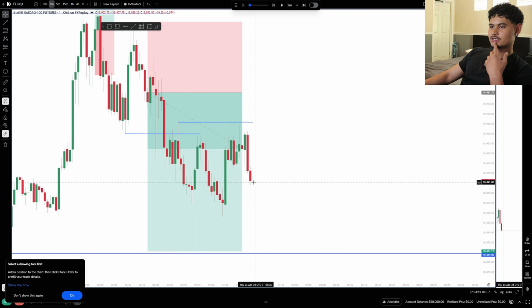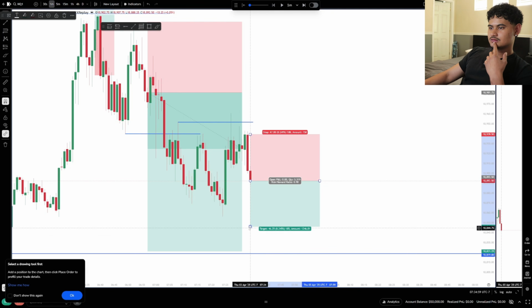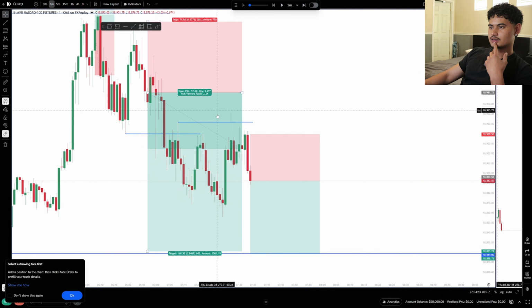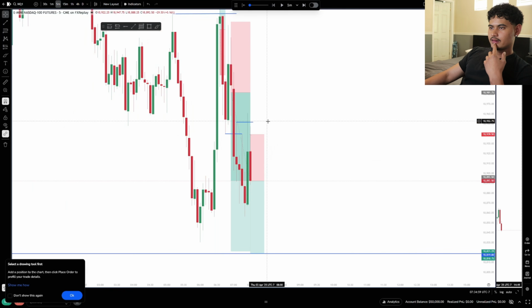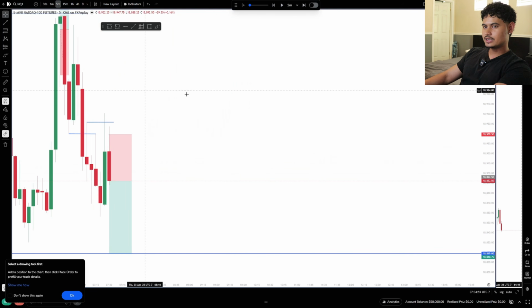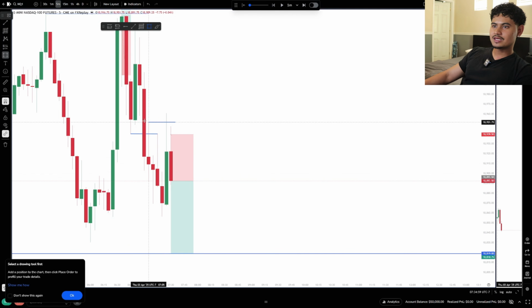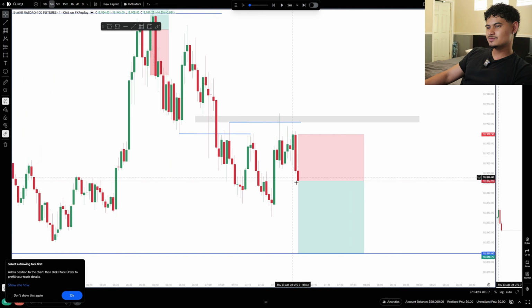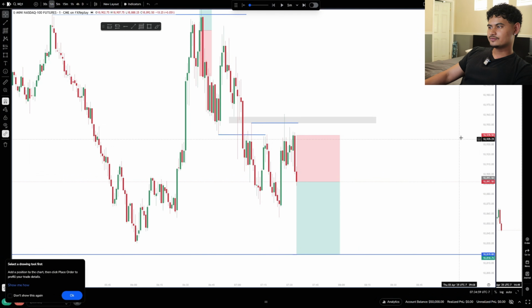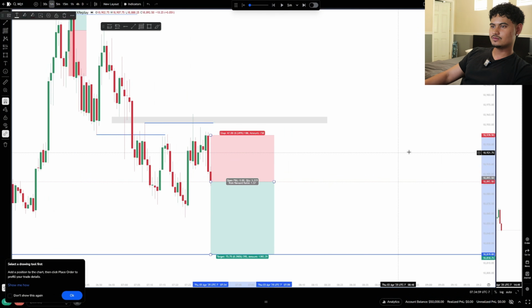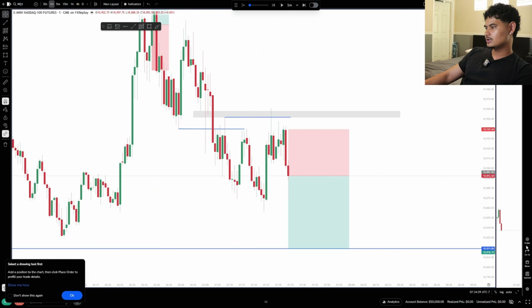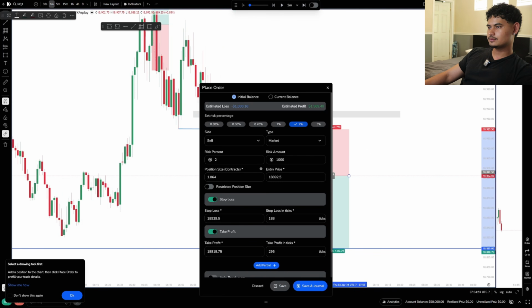Okay, I'm gonna enter this right here, really just targeting this low right here, just because we re-sweep this high right here. And yeah, tapped in this 5-minute gap right here. As you can see, just a little bit of hesitation. So yeah, this PA is not very good, but mechanically, this is a trade.